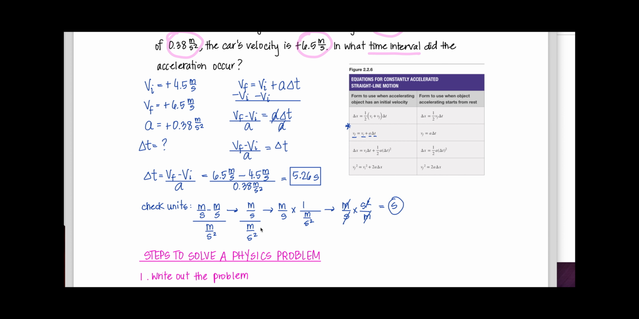So really what I have is a complex fraction, or a fraction over a fraction. That means I have the numerator times 1 over the denominator. 1 over a fraction is actually the reciprocal of that value. So I have meters per second times the reciprocal of meters per second squared, or seconds squared over meters. When I cancel my units, I'm left with the units of seconds, and that is exactly what I got in solving for delta t. So I know I'm pretty good.